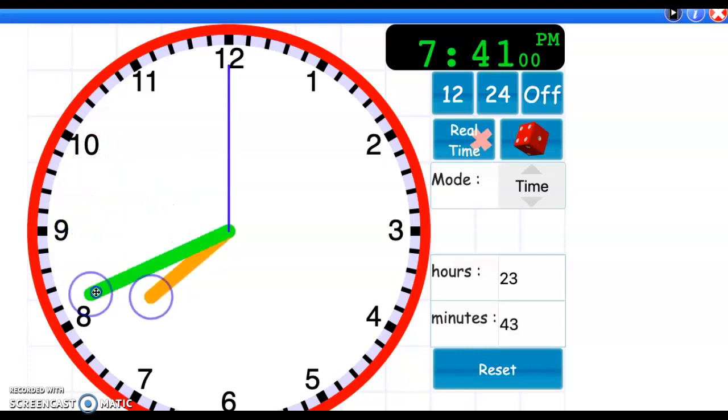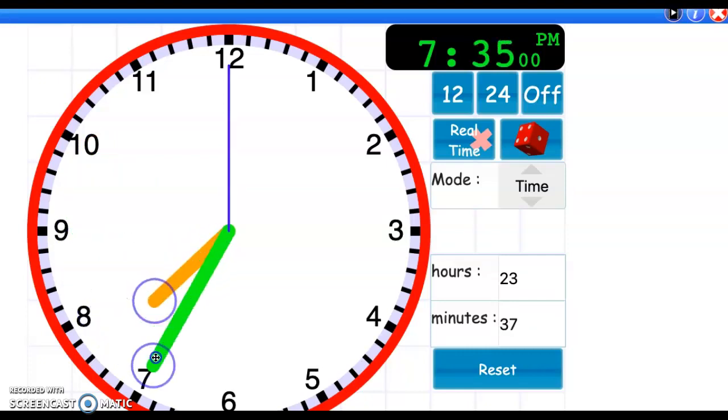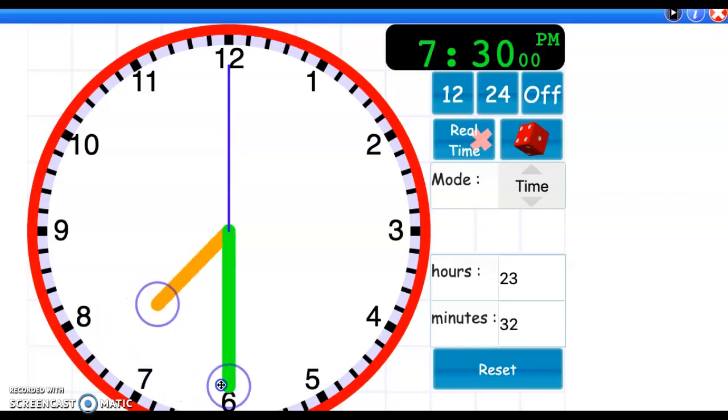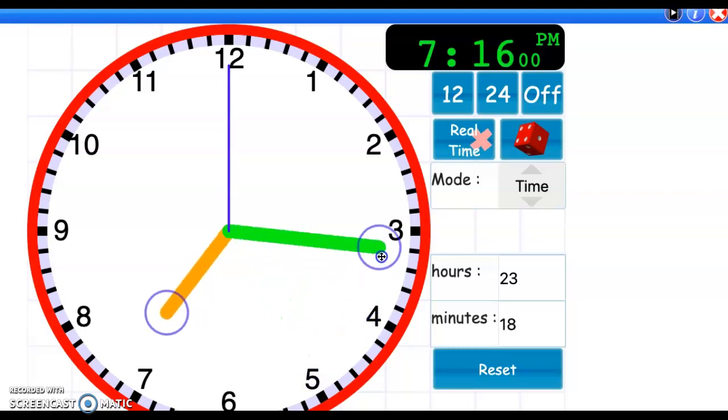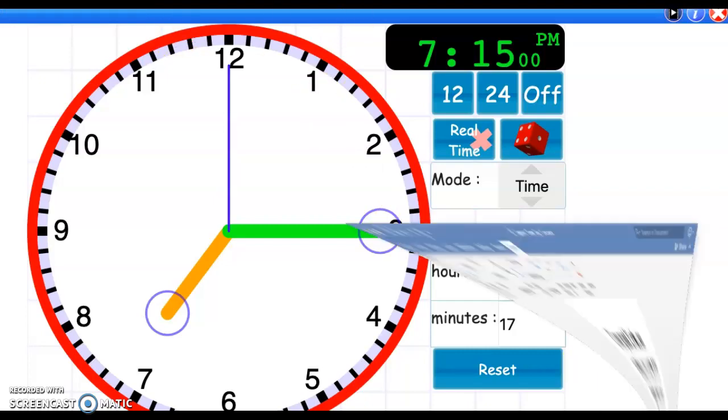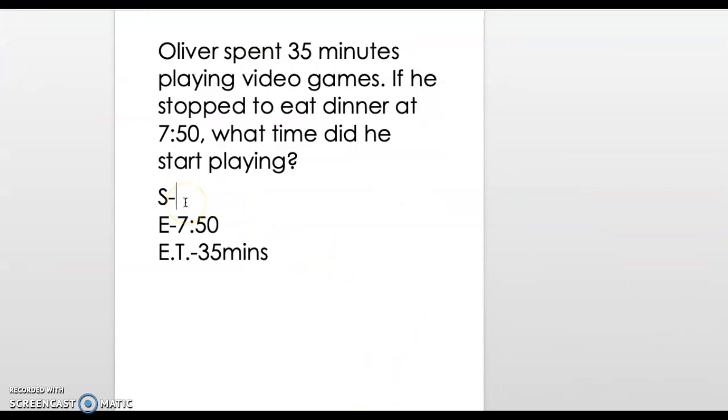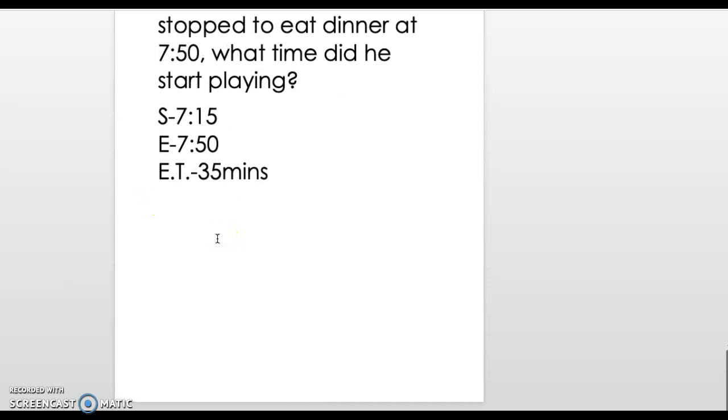5, 10, 15, 20, 25, 30, 35. Okay, it's still 7 o'clock, and I know that 5 times 3 is 15. So it's 7:15. So let me go back to my sheet of paper, and my start time is 7:15.